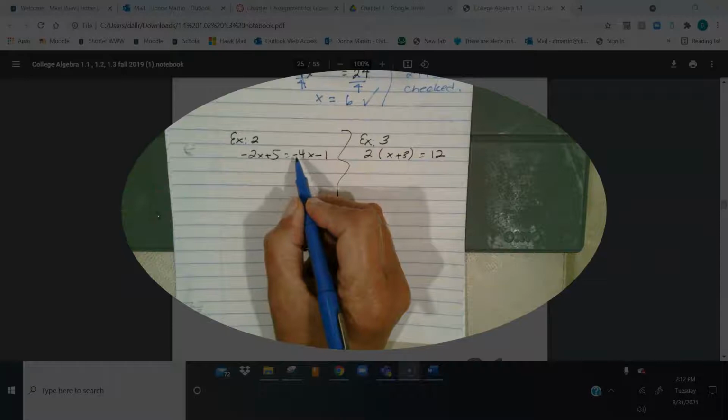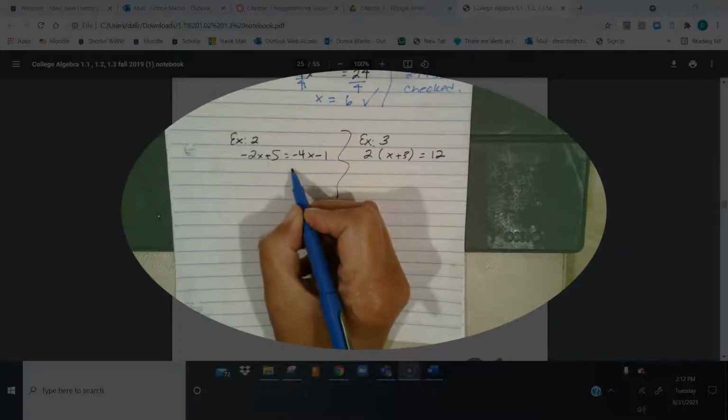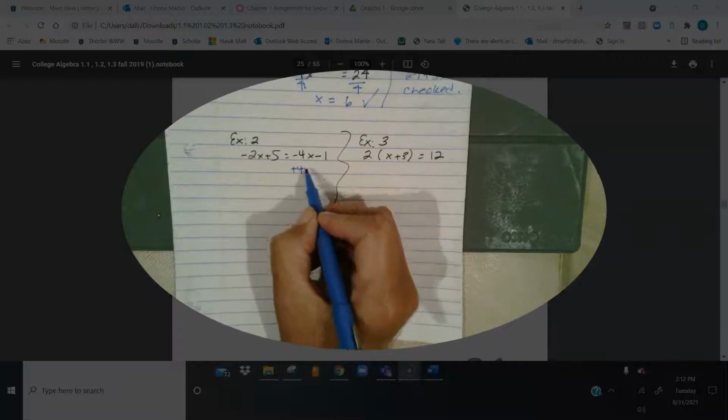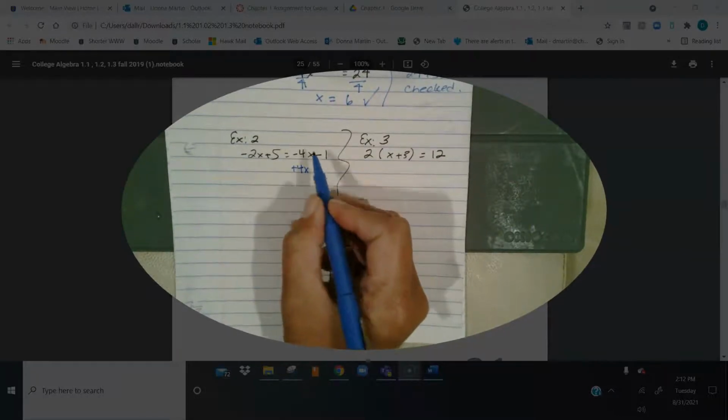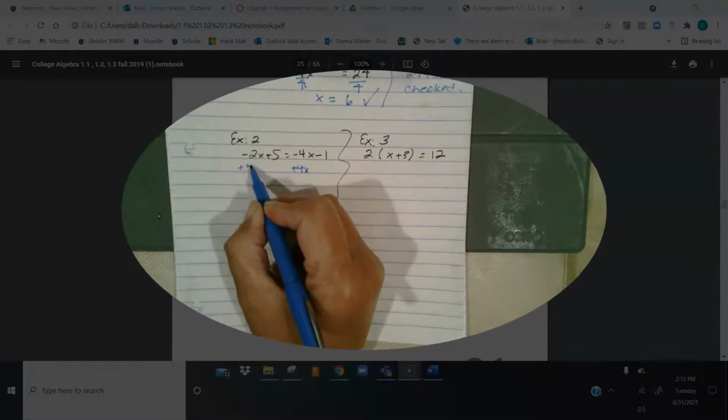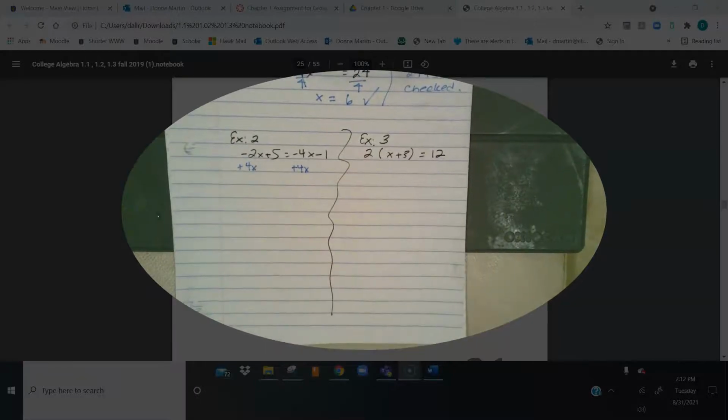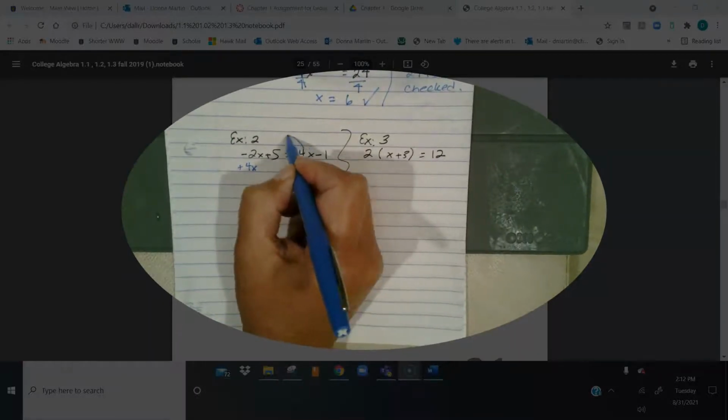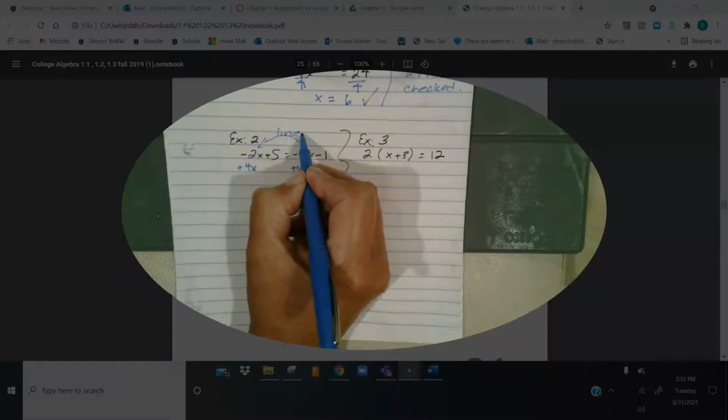To move it, I would use its inverse operation. The opposite of a minus 4x would be a plus 4x. And if I work this on the right side of the equals, I need to keep it balanced, do exactly the same thing on the left side of the equals. That means that I've moved my linear terms to the left.